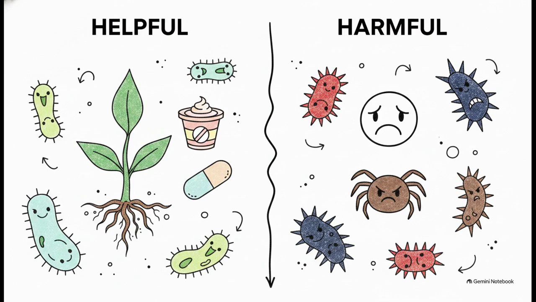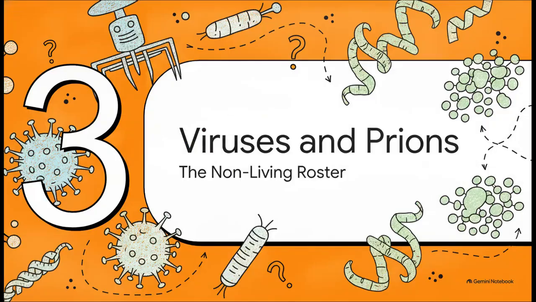But yes, of course, there are the harmful ones too, the pathogens. And those are responsible for diseases ranging from strep throat and tetanus all the way to Lyme disease and cholera. Section 3. Viruses and prions, the non-living roster.